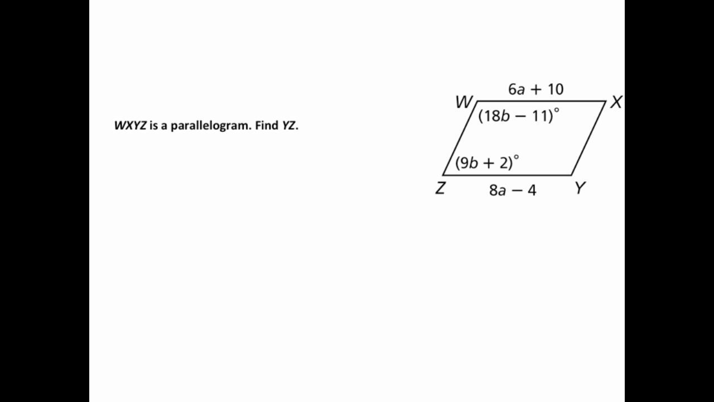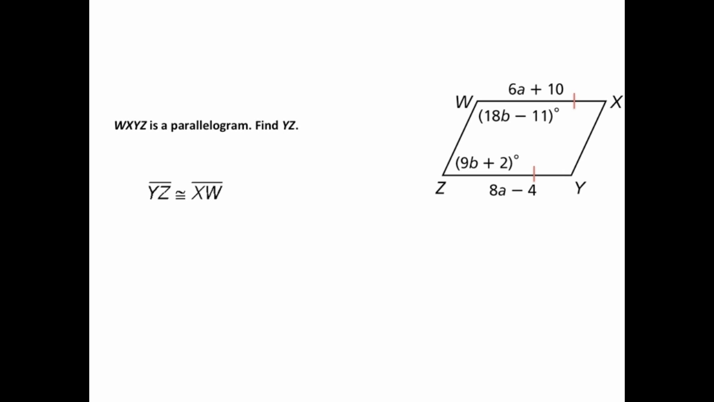Here we have another parallelogram, WXYZ, and the first thing we're asked to find is YZ. What we should notice about YZ is that it represents the length of a side. In this case, that length is 8a minus 4. Now what we know about parallelograms is that opposite sides are congruent. So we would start with the fact that YZ is congruent to XW. And you can see that that's been marked in the picture.